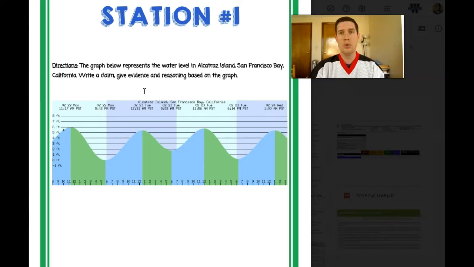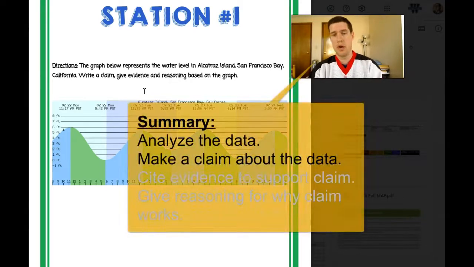Earth, sun, moon, and their positions, that's something that we looked at in the 7th grade. So there's my reasoning. So let's do a quick summary. I'm looking at the station information here. This is station 1. I'm looking at the graph or the picture that they provide. I'm analyzing the graph so I can figure out what it's trying to tell me.